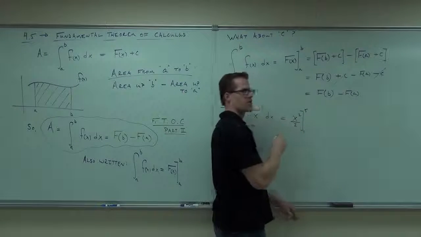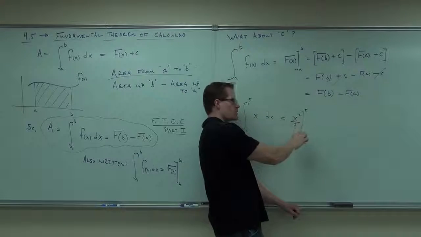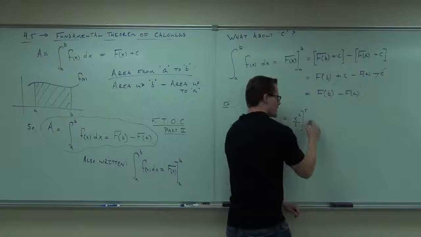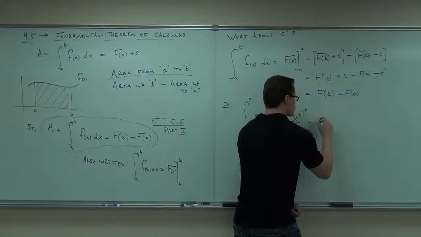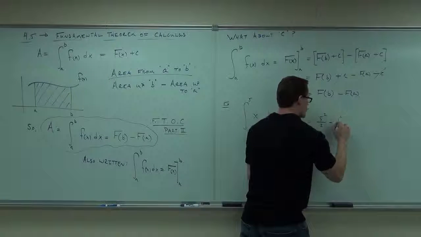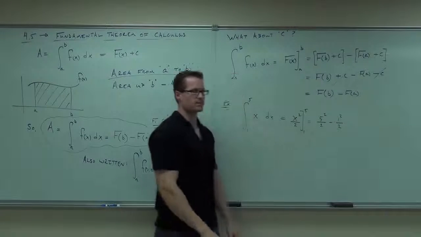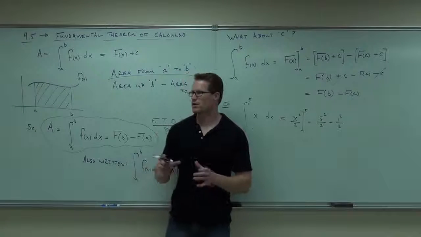1 to 5. Here's how you show your work. You do this step first. You show me what your integral is. You show me where you are plugging in numbers from. You plug in the top one first, subtract, then plug in the bottom one. This would be 5 squared over 2 minus 1 squared over 2 is how you show that. Do you see where the 5 and the 1 are coming from?